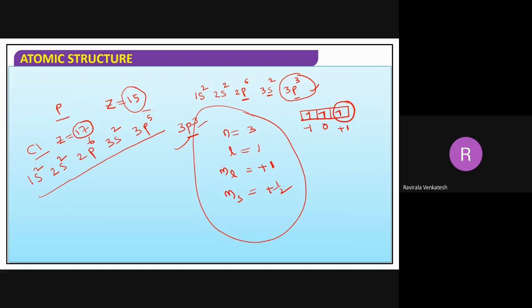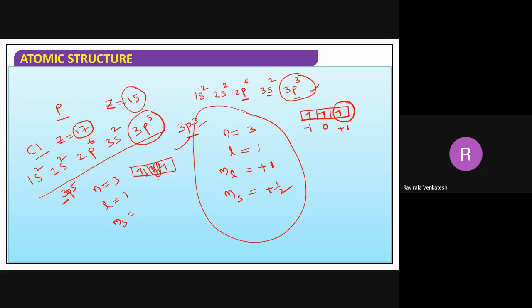Now we are writing the quantum numbers for 3p5. Now n is equal to 3. l is equal to 1. For 3p5, you write like this: take 3 orbitals here. 1, 2, 3, then 1, 2, 3, 4, 5. The 5th electron is here. This is the 5th electron.